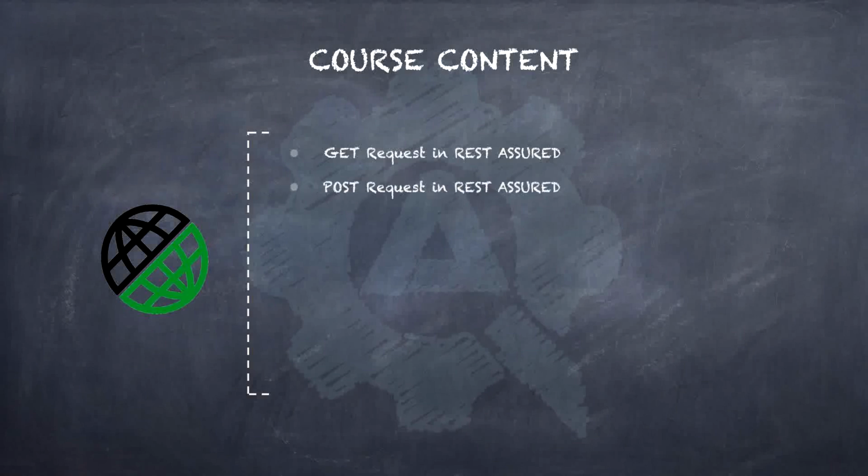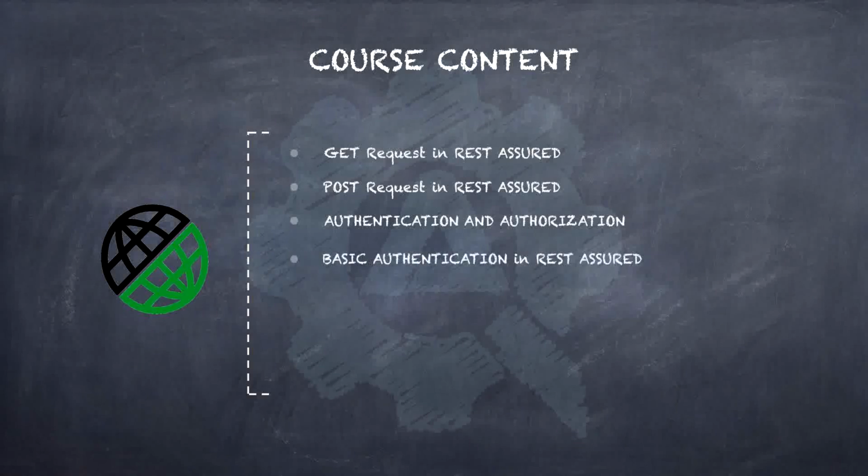Following that, what we have is the POST request in Rest Assured. The POST request is used to send data to the server and save it over there. Following this operation of GET request and POST request, what we have next is the authentication and authorization. Authentication and authorization are used to confirm the identity of the person and give authorized access to the person. We'll be starting with basic authentication in Rest Assured as well as bearer token authentication in Rest Assured.